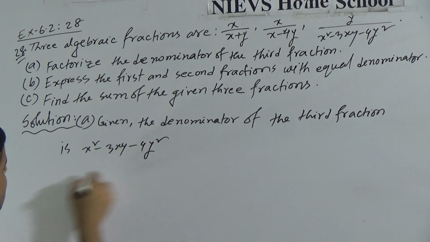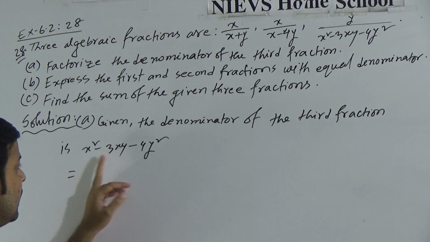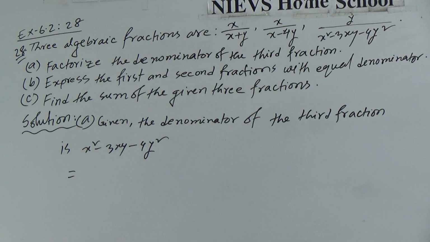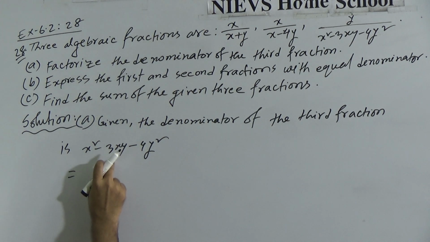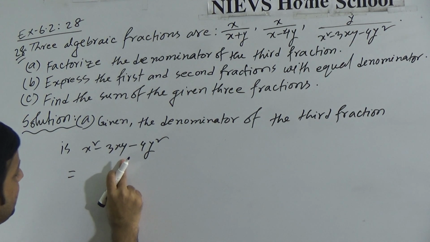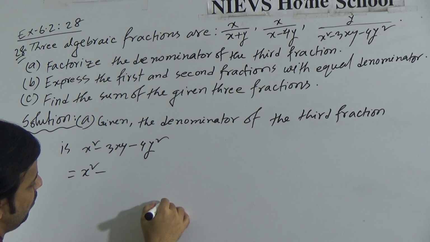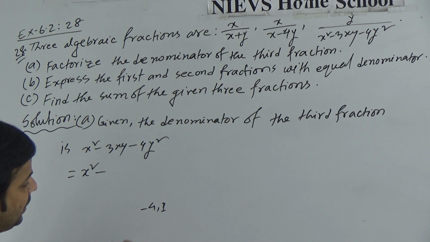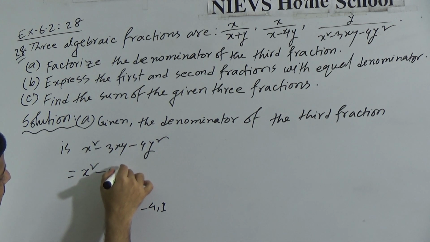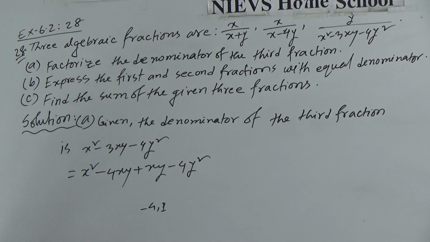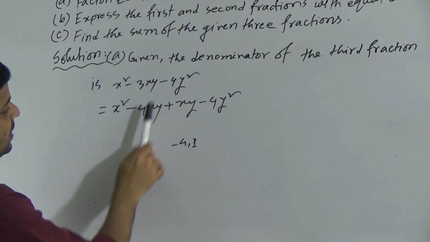minus 4y square. Dear students, in this case you have to apply the technique of, here is x square, here is index of x is 1. So the index of x is half of the index of first x square. Here is x square. So we have to apply the middle term factor here. So we have to express middle term as two terms. So we can write these factors of 4 are 4 and 1. As 3 is minus, so we have to take 4 as minus and 1 as plus. So we can write x square minus 4xy plus xy minus 4y square, as here is one coefficient. We can write the denominator, it means this expression in this way.